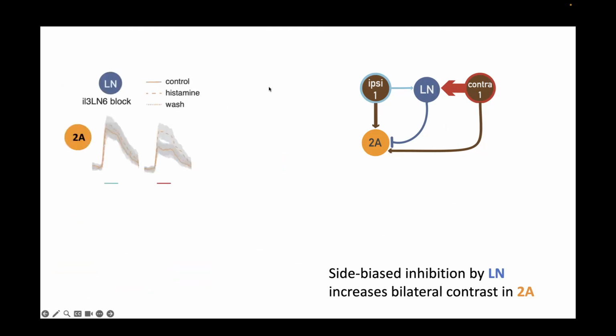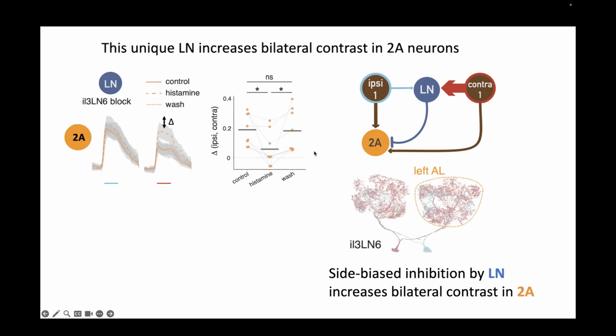Looking further into that, we blocked those local neurons using a histamine-gated chloride channel, and we saw that blocking those neurons reduced the lateralization in a temporary manner. So after you wash away the histamine, the neurons go back to normal. So that's another proof that those neurons actively block information from the contralateral side.